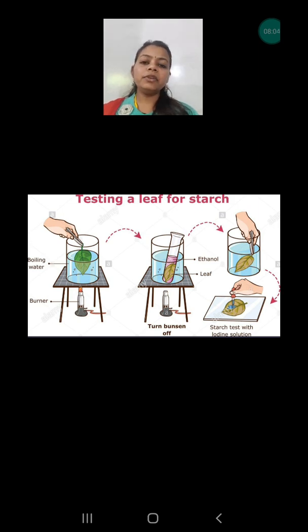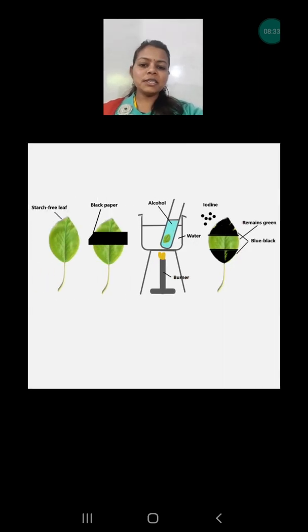After that, we will put that leaf either in the solution of iodine, or we can also put some drops on that leaf. We can do both things. We can put it into the iodine solution, or we can put some drops of iodine. If we are using iodine, then we will see our leaf has turned blue-black in color, and turning blue-black is the proof of the presence of starch. So I hope you all have revised.